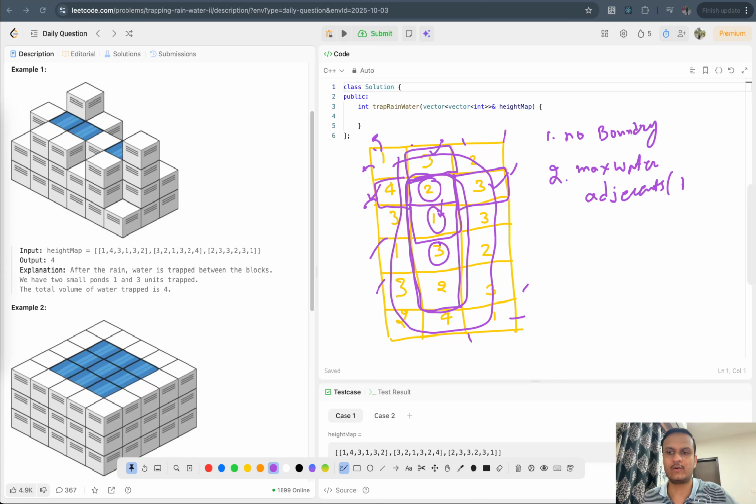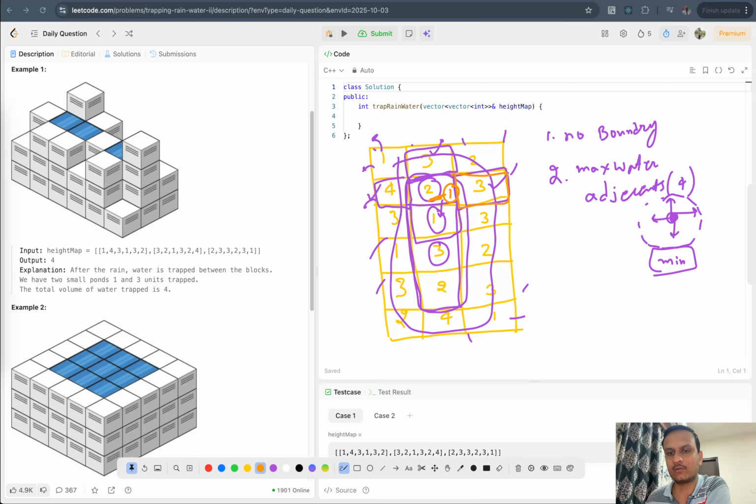We have 4 adjacents in all 4 directions, and how much water we can trap depends on the minimum of what these 4 adjacents allow. So in this particular example, how much water is getting trapped? It's getting 2, 1, 3, 2. So 1 unit of water will be trapped here, so it will become 3 heights.